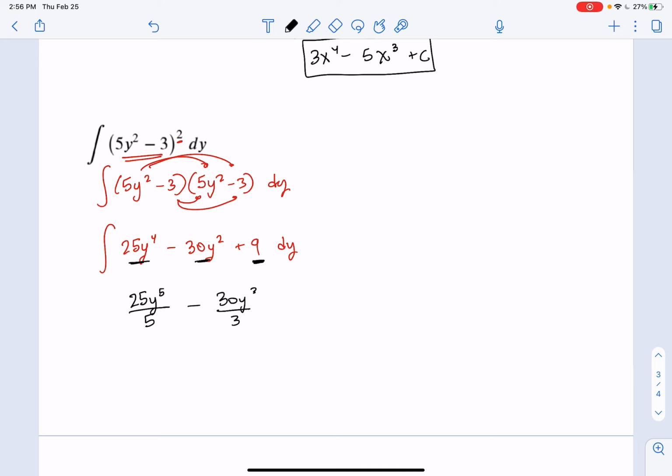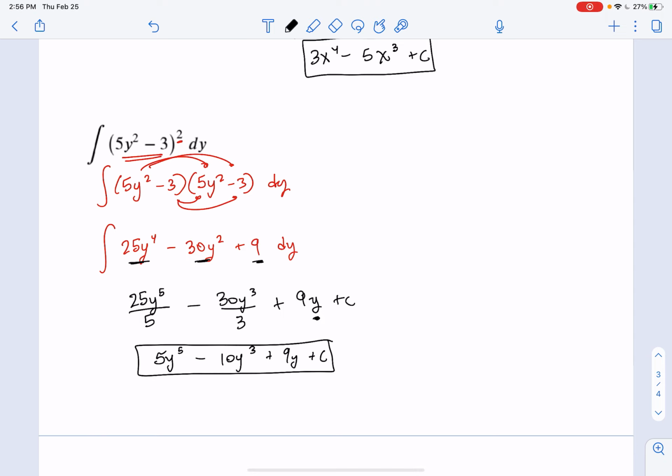Ooh, and who remembers the integral for a constant? The integral for a constant is the constant followed by the variable of integration. And in this case, the variable that we're integrating with respect to is y. So it's going to be plus 9y. Don't forget the plus c. Check if your final answer looks like mine after simplifying. And we are done with part 1.